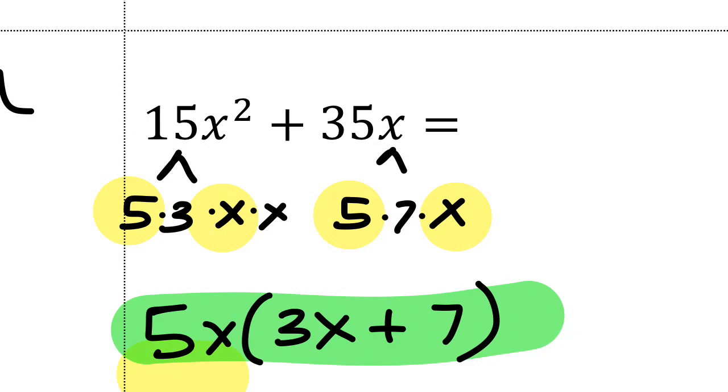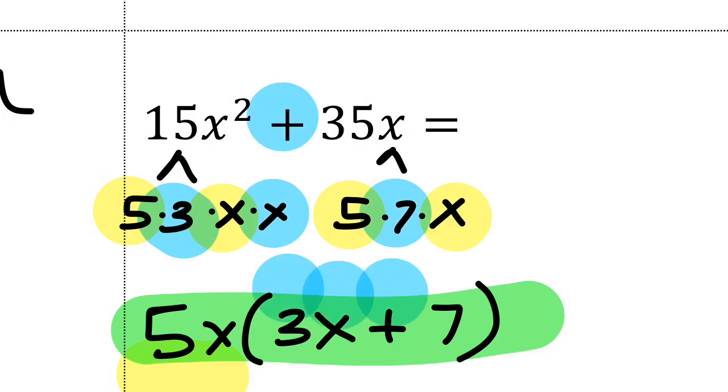That's how we get this 5x here. Okay, looking at what is left over, 3x plus 7. Okay, everything that's left over gets put back into the parentheses.